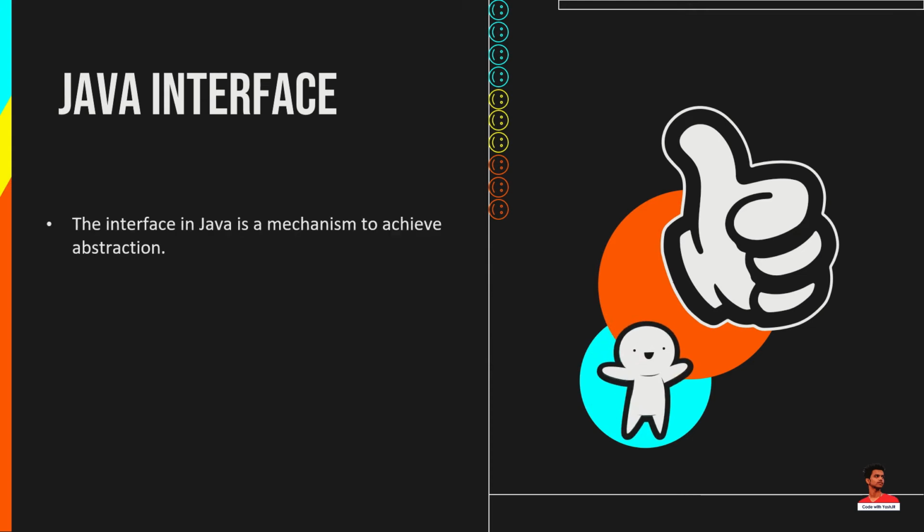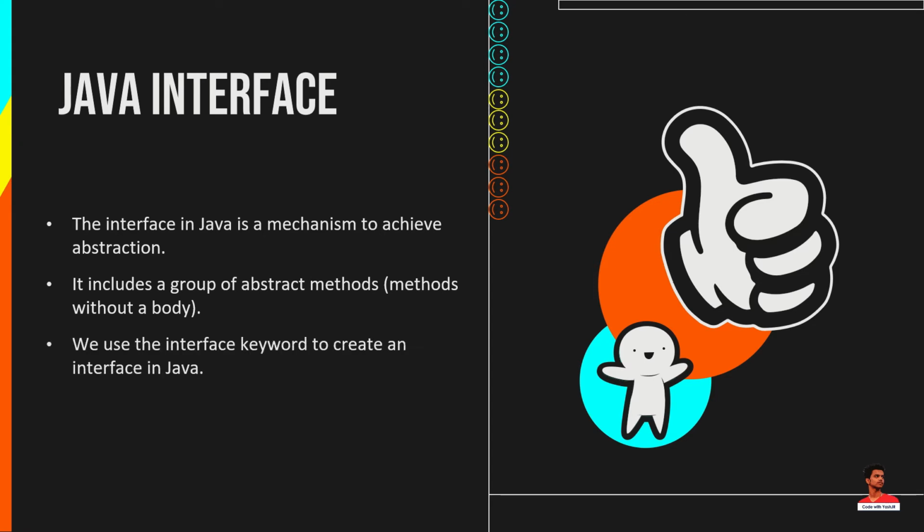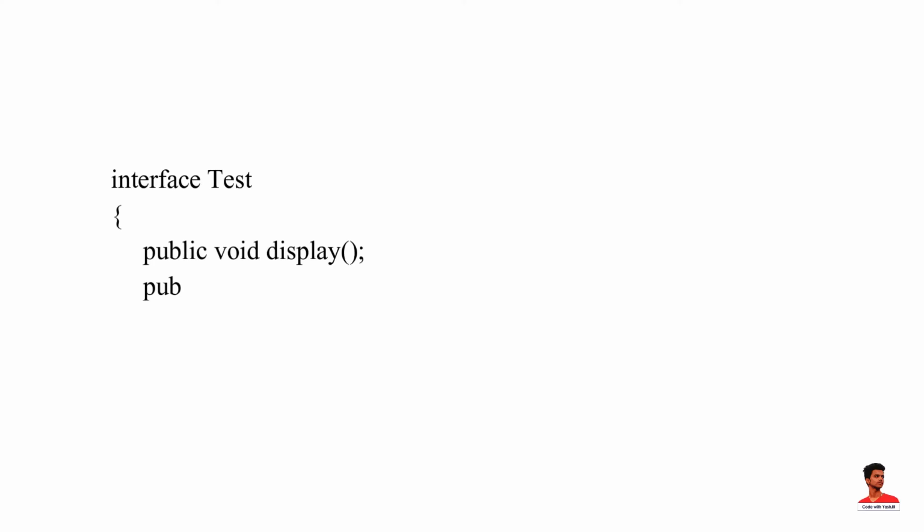The interface in Java is a mechanism to achieve abstraction. An interface is a fully abstract class. It includes a group of abstract methods. We use the interface keyword to create an interface in Java. For example, here test is an interface. It includes abstract methods display and info.